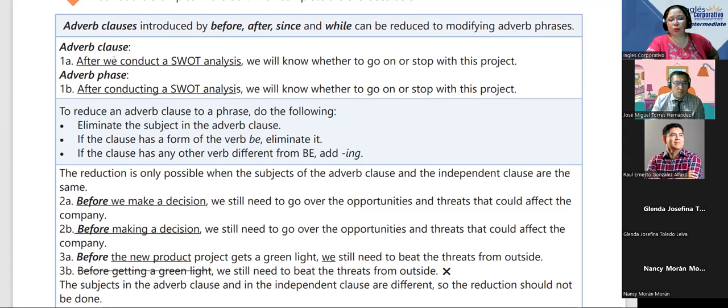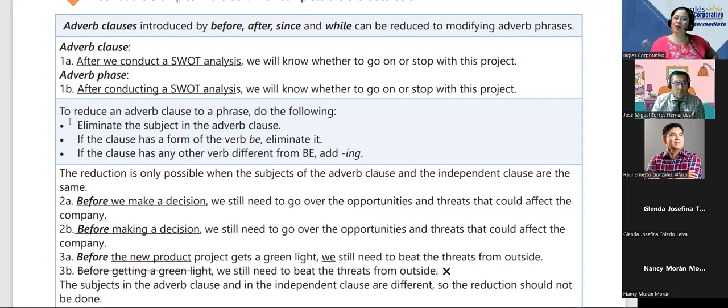After, tenemos un subject y tenemos un verb, miren. Pero en la conversación vimos que decía after conducting. Ahí ya está reducida, okay? It's reduced. ¿Cómo la reducimos? Veamos por acá. To reduce an adverb clause to a phrase, we have to do this. First, eliminate the subject. That's the first thing we are going to do. And then we... It depends.